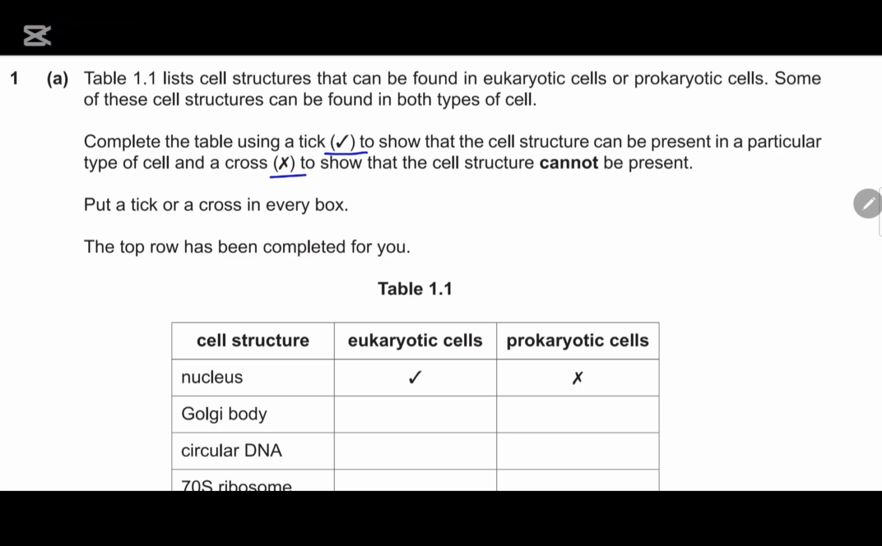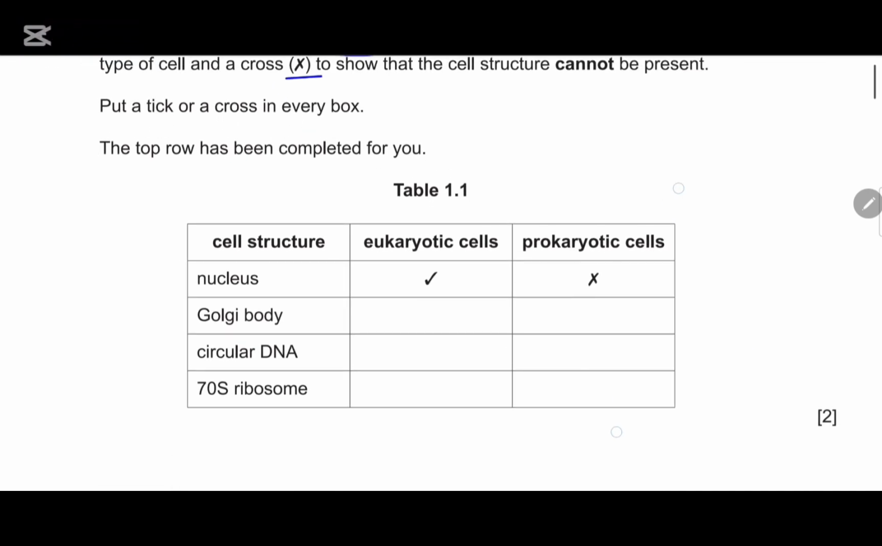For the first question that I have here, this is basically asking you to complete the table using a tick and a cross. Now, please remember that when it comes to the exam, you must follow the instructions. If they ask you to put a tick and a cross, do that accordingly, just like how they give you an example here, to show that the cell structure can be present in a particular type of cell, and if it cannot be present, put a tick or cross in every box. So you have to put that for all of the boxes, and the first one has been completed for you.